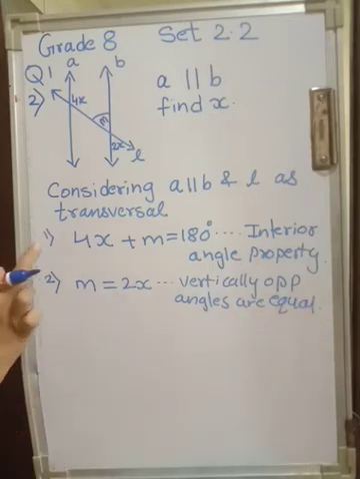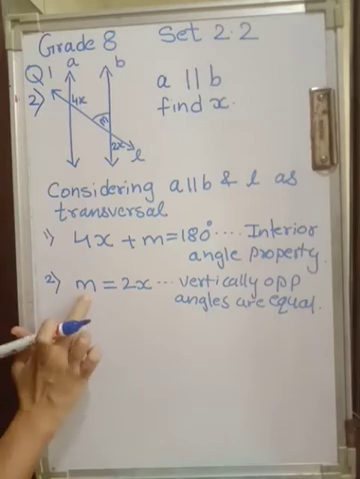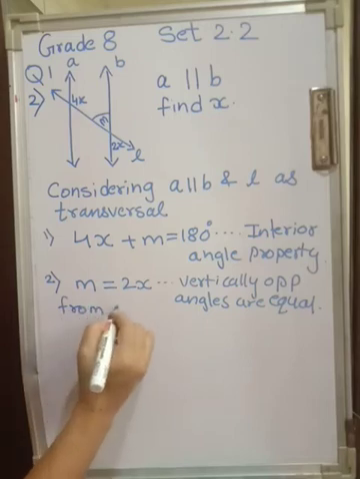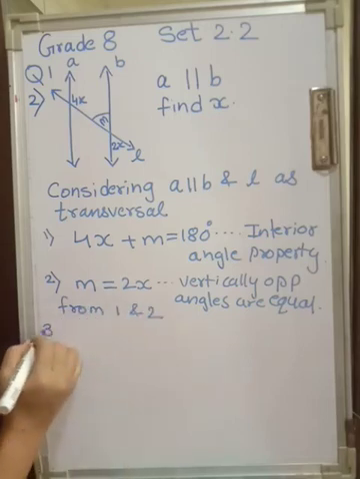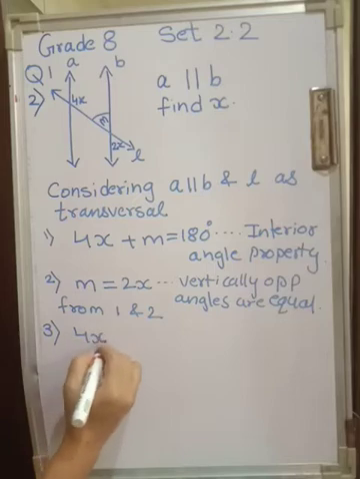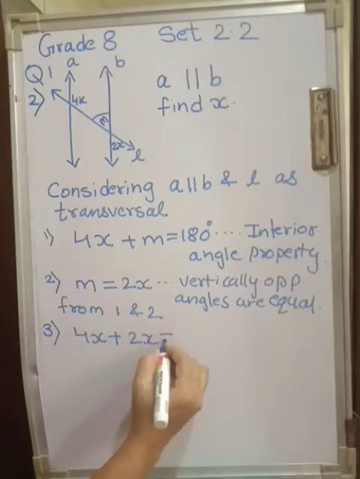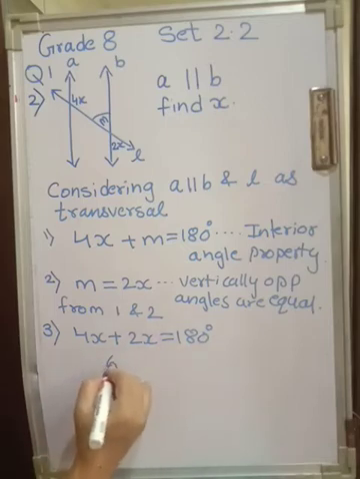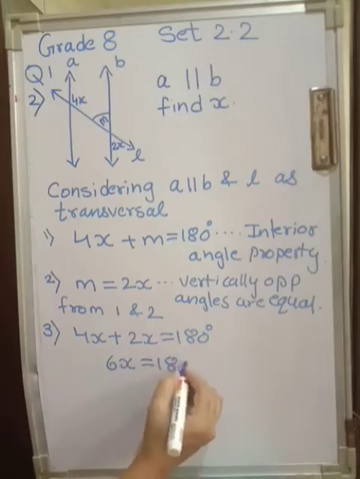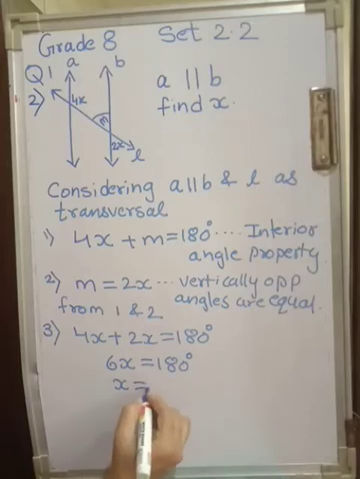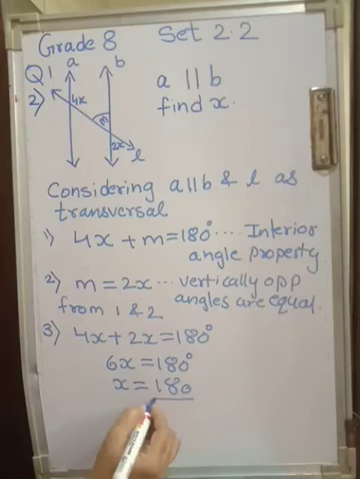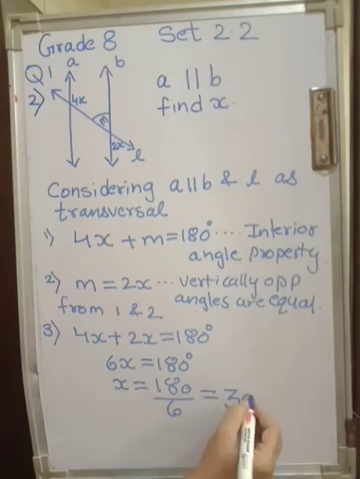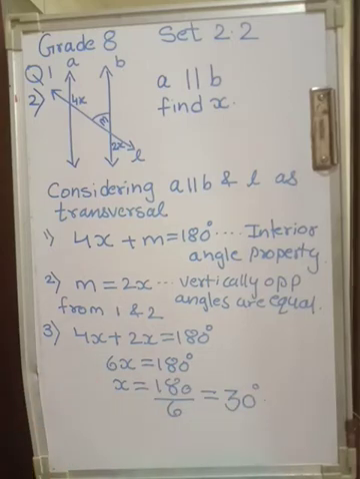Okay. Now see, from 1 and 2, what we can write? Instead of M, I can write 2x over here. So I have from 1 and 2, I get third equation that 4x plus 2x is equal to 180 degrees. So 4x plus 2x like terms, we get 6x is equal to 180 degrees. And therefore x will be equal to 180 upon 6, which is equal to 30 degrees. I hope it is clear to you, students.